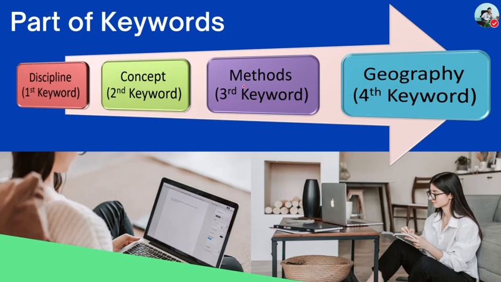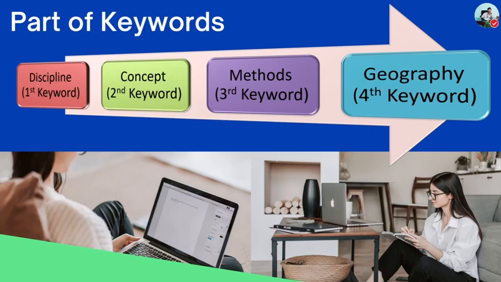The third one is the methods. What are the methods that you have used? You can check in the methodology part of your study if it is qualitative, mixed method, quantitative, or any other method. And the fourth one is the geography, the research environment. It is based on the research environment, for example, Philippines, Bohol, etc.